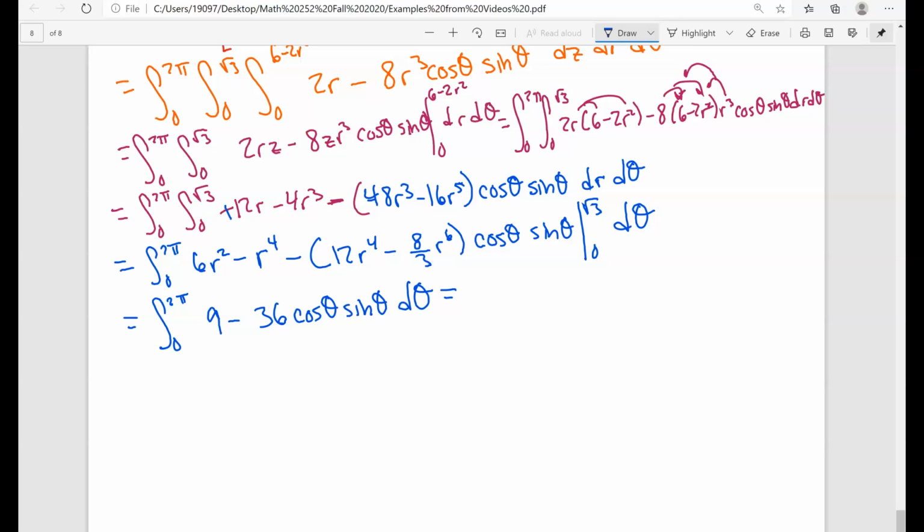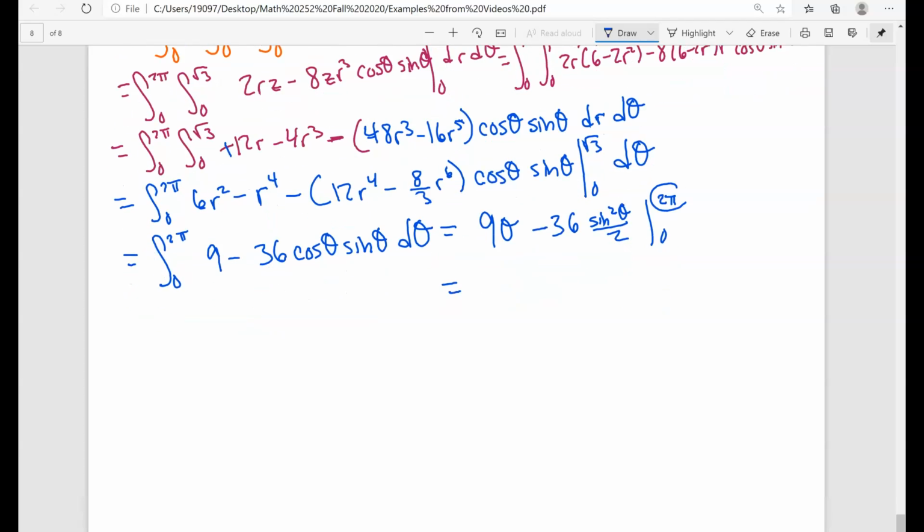Okay, and now what we're going to do is just take the antiderivative now. So 9 theta minus 3. Well, here, what are we going to do? We're going to have to use u sub. So the 36 stays there. And the u sub, let u be sine. So the u is going to be cosine. So you're going to have sine squared theta over 2. Then from 0 to 2 pi.